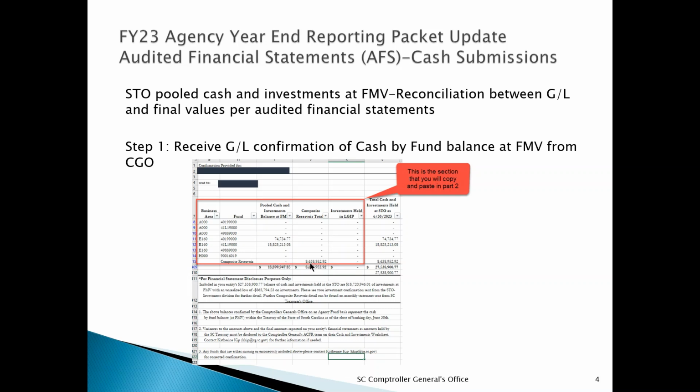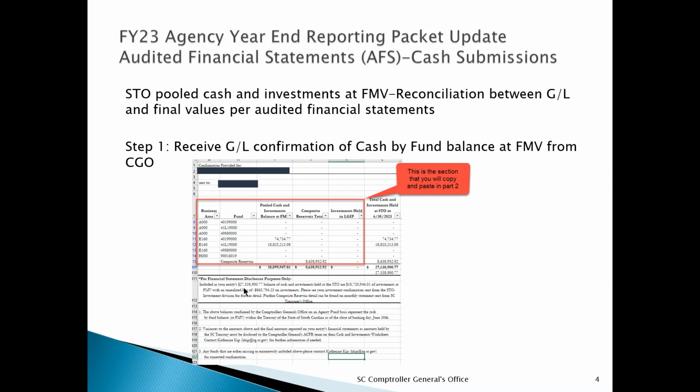Now, this composite reservoir balance can be made up of multiple accounts, but it's just summed up here on one line item. And we have also found in doing our reconciliation that sometimes entities can have some investments that are held in the local government investment pool at the treasurer's office. So you may have some money held at an LGIP. So this is going to total up your cash and investment balance that the Comptroller General has on its books at fair market value. Now we've got some disclosure down here for you.